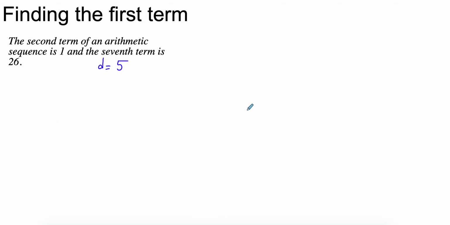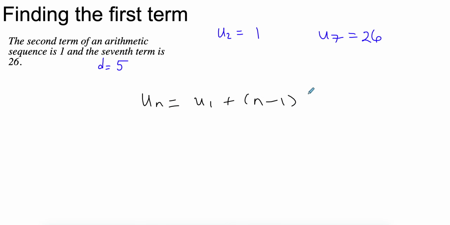And so having this piece of information, in the previous video I've also explained how to find the first term, but we know that U2 is 1 and U7 is 26. And we can use either of these pieces of information and the common difference to actually find the first term. The easiest method right now is to just use the formula. So Un equals U1 plus (n minus 1)d.